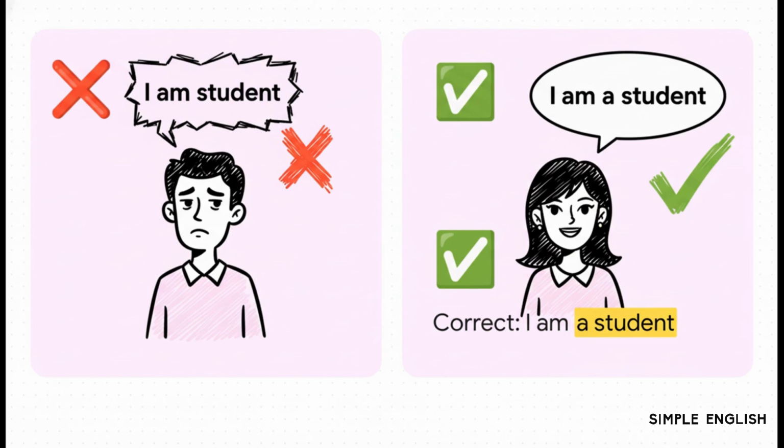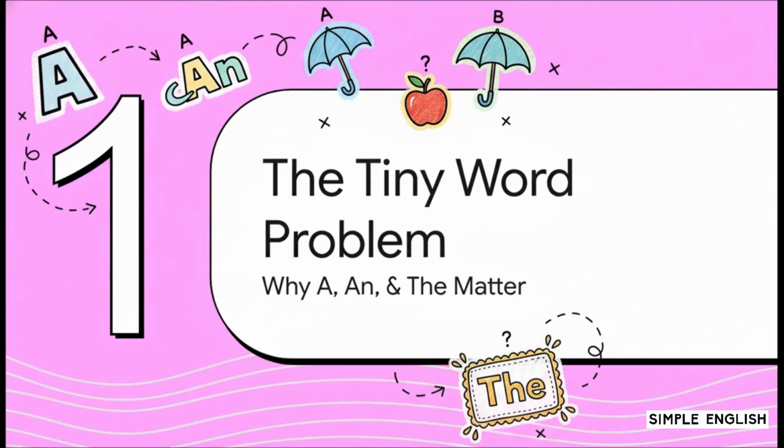Well, just look at this. I am student versus I am a student. That tiny little A makes all the difference, doesn't it? It's the difference between sounding a little off and sounding perfectly natural. A tiny detail with a huge impact. So yeah, let's solve this tiny word problem once and for all.